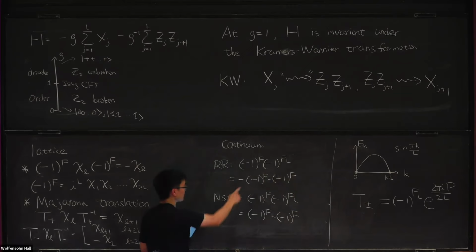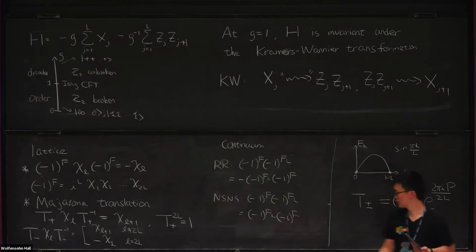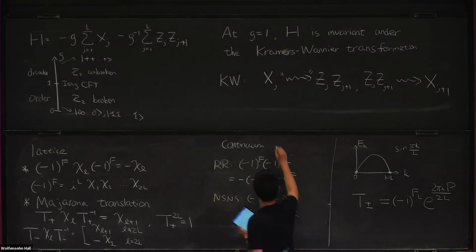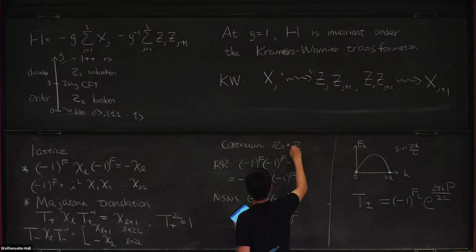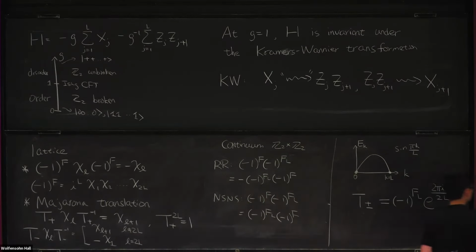In the continuum, this minus sign corresponds to an anomaly of the Z2 cross Z2 symmetry. On the lattice, it's a little bit more subtle because you can view it as an anomaly involving the lattice translation and the fermion parity. But you faithfully reproduce this minus sign on the lattice. In the continuum, this anomaly is actually a mod 8 anomaly, meaning that you have to have 8 copies of the fermions to trivialize the anomaly. But the minus sign only captures the mod 2 part of it, and the lattice only sees the mod 2 part.